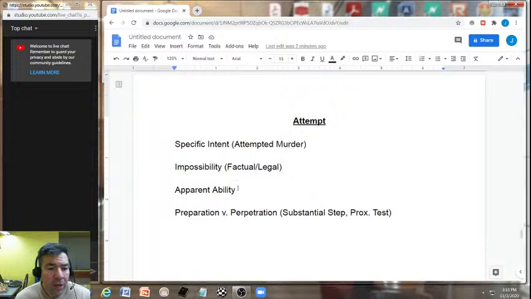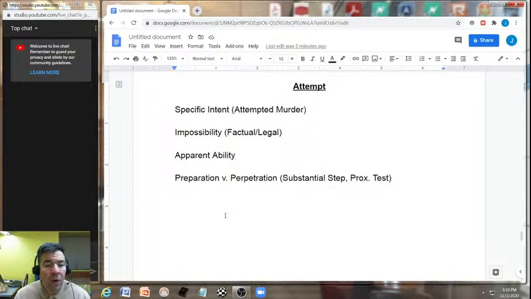Now, apparent ability is simply that the criminal defendant carries or has the apparent ability when they go in to commit the particular crime in question. Now, the next element, preparation versus perpetration, is establishing whether or not we have a sufficient performance taken by the criminal defendant. Now, this would be established by substantial step.